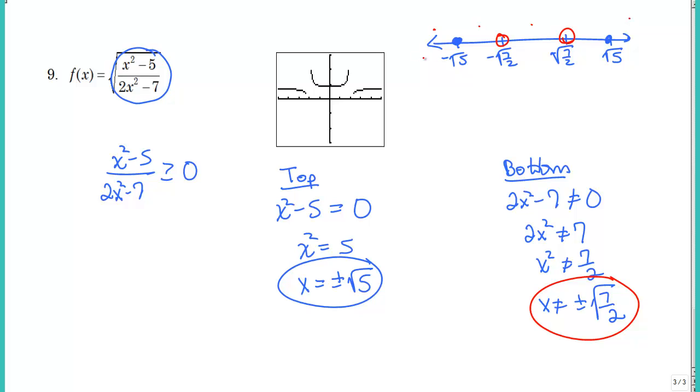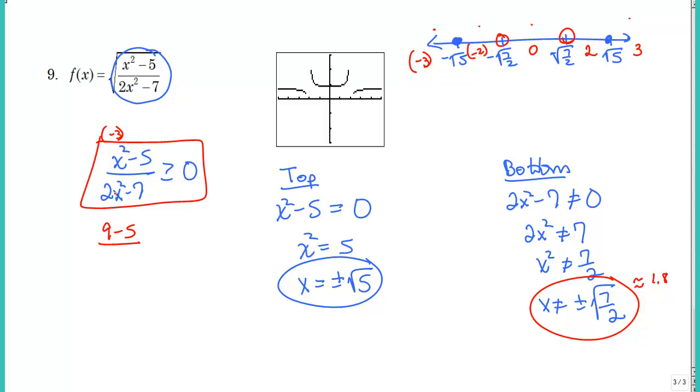Let's see. I'm going to pick something like -3. I believe that is smaller than -square root of 5. Now here, I really need to know what is the square root of 7/2. This is approximately 1.8, so I'm going to pick -2. And then anything between a negative and a positive is 0. Then I'm going to pick a +2 and a +3. And where am I checking that? Here.